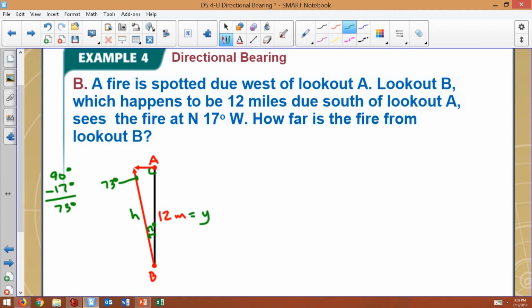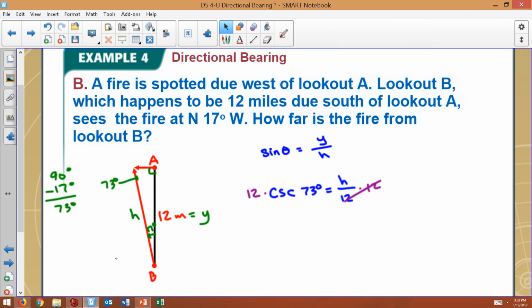SOH CAH TOA: tangent is y over x. It's going to be sine, because the h is always silent. Now I want the h to be on top, so instead of using sine of y over h, I'll use its reciprocal, which is cosecant. So cosecant of 73 degrees would equal h over our y value of 12. I do my one step, which is multiply by 12. Those go away.